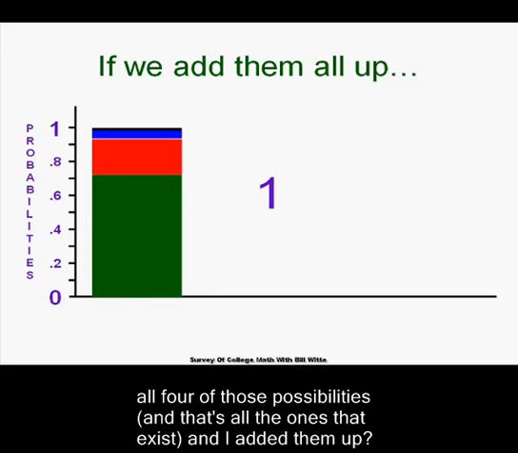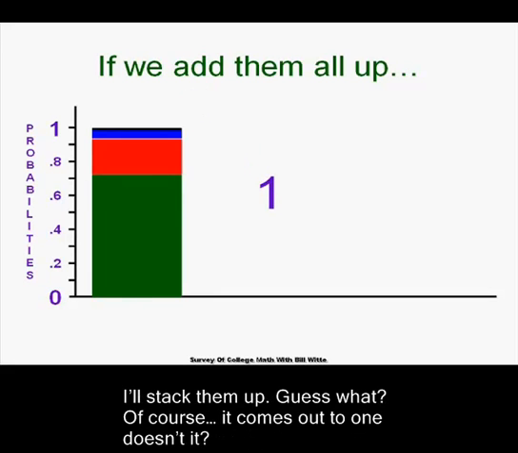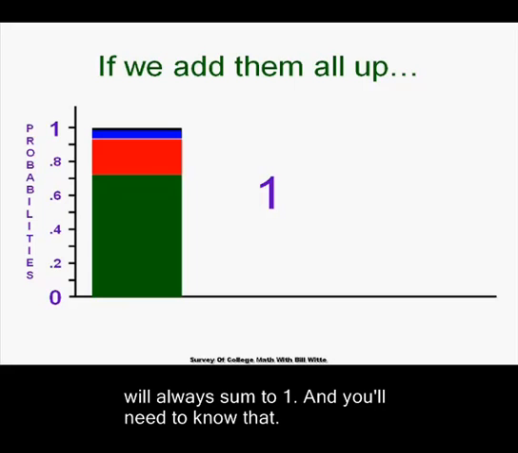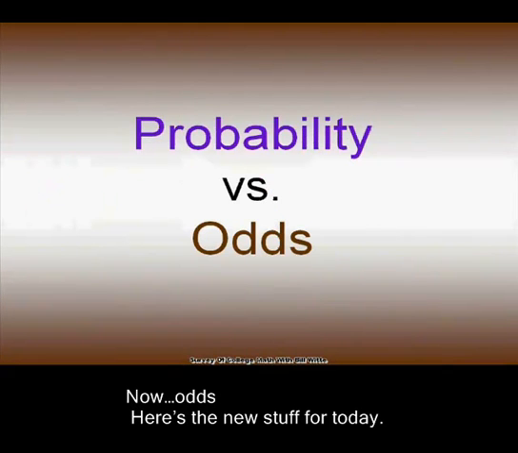It's always going to happen. All the probabilities in a sample space will always sum up to 1. Very important. You can use that to your advantage. No higher than 1.